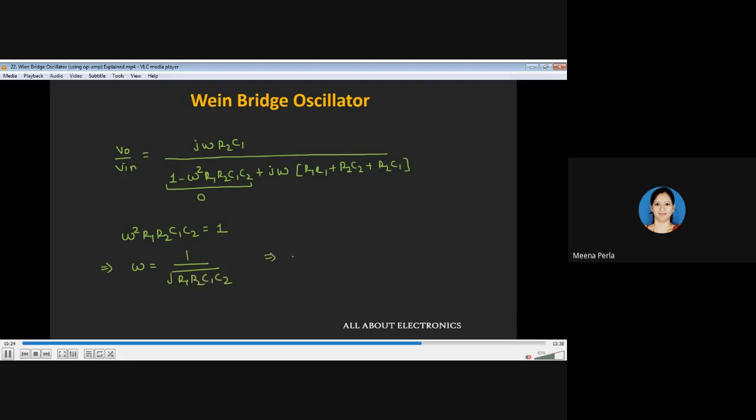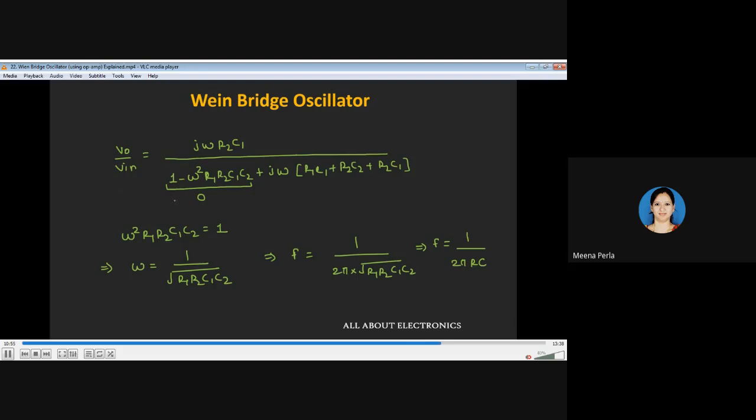In terms of frequency, we can write f is equal to 1 upon 2 pi under root of R1 R2 C1 C2. So this is how we have derived the frequency. Here if we state R1 is equal to R2 and C1 is equal to C2, we can write the simplified equation of frequency as 1 upon 2 pi RC.